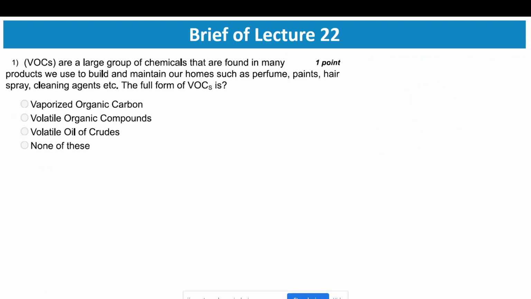So the first question is: VOCs are a large group of chemicals found in many products we use to build and maintain our homes, such as perfume, paints, hairspray, cleaning agents. The full form of VOC is dash. Volatile organic compounds. These are volatile organic compounds that can immediately evaporate, or are low boiling. For example, acetone has a very low boiling point of around 56, and it is used in nail paint removal.